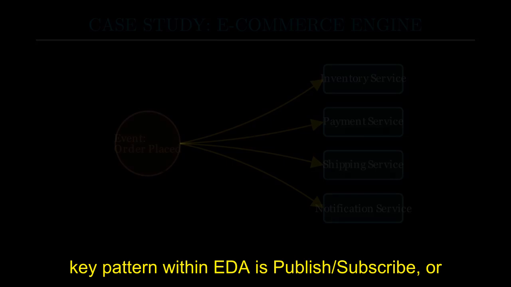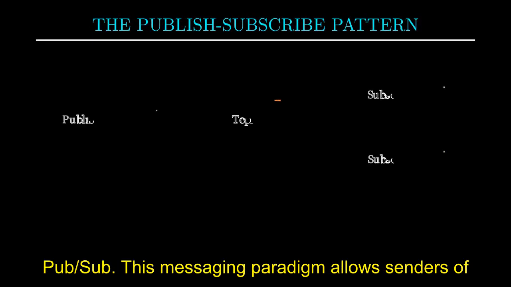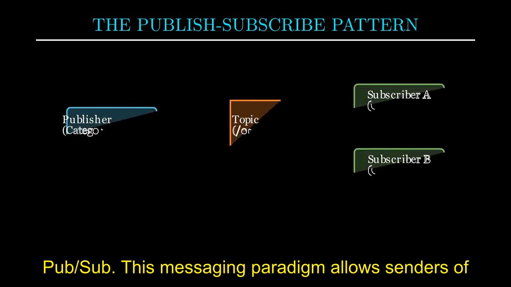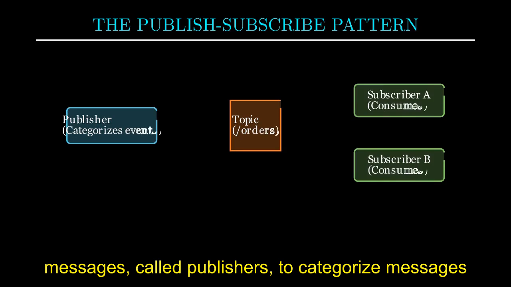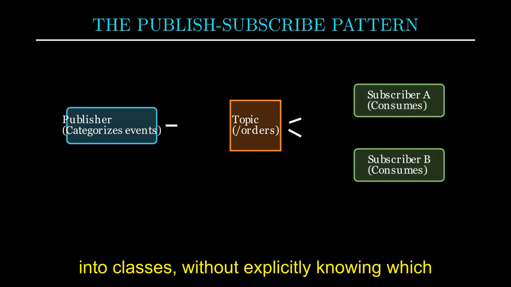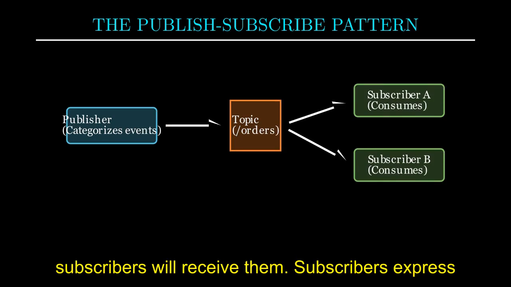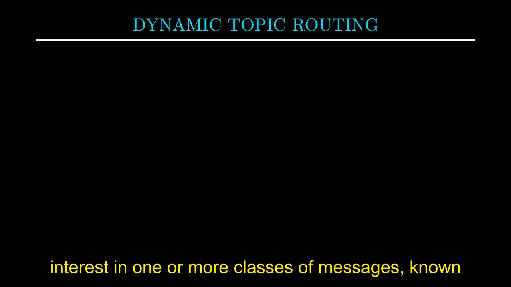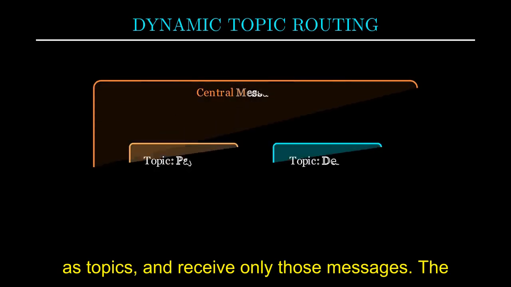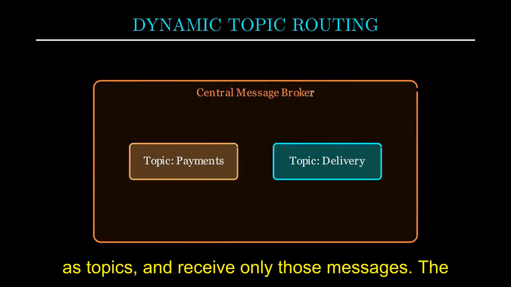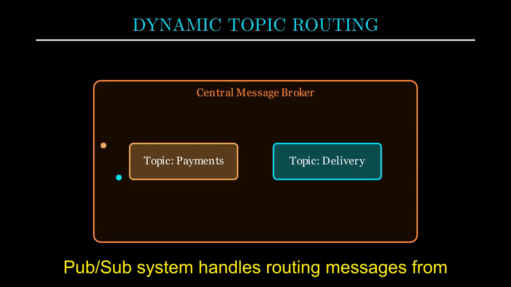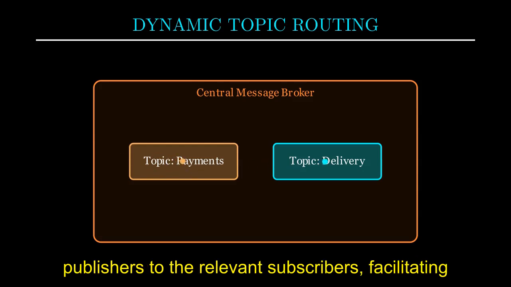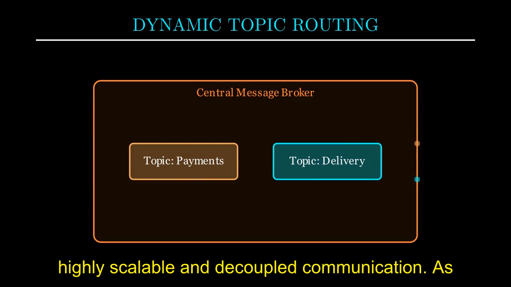A key pattern within EDA is publish/subscribe, or pub/sub. This messaging paradigm allows senders of messages, called publishers, to categorize messages into classes, without explicitly knowing which subscribers will receive them. Subscribers express interest in one or more classes of messages, known as topics, and receive only those messages. The pub/sub system handles routing messages from publishers to the relevant subscribers, facilitating highly scalable and decoupled communication.